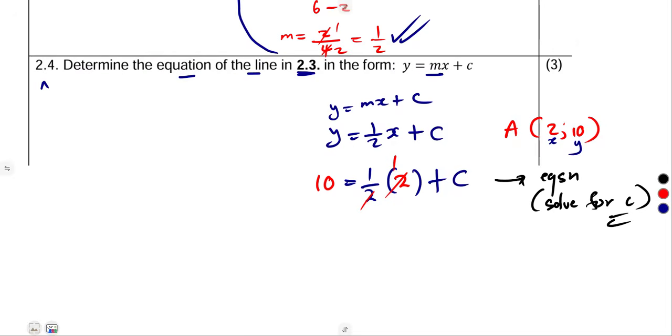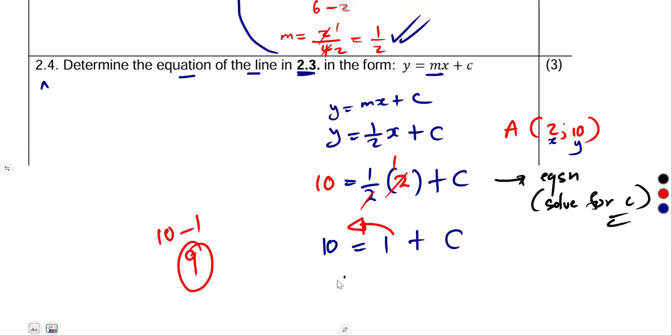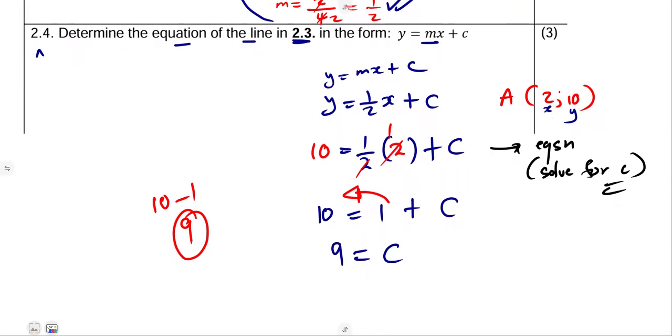So 10 is equal to what? 10 is equal to 1 plus C. You want to solve for c, so take 1 to the other side. That was going to be a negative 10 minus 1. The moment it crosses the equal sign, it changes the sign. So that was going to give us a 9. 9 is equal to c, meaning to say the c value is 9.